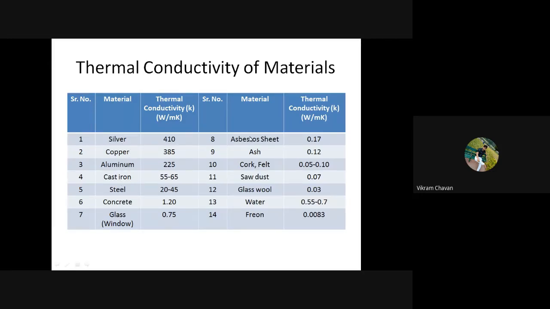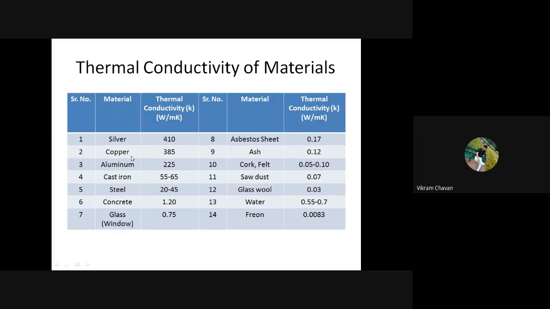Then the next one, if you take the example of asbestos sheet, whose thermal conductivity is 0.17. Tell me whether it is a good conductor of heat, a bad conductor, or a good insulator. One can say a good insulator. A bad conductor, in opposite language, is a good insulator. So bad conductor means what? Good insulator.